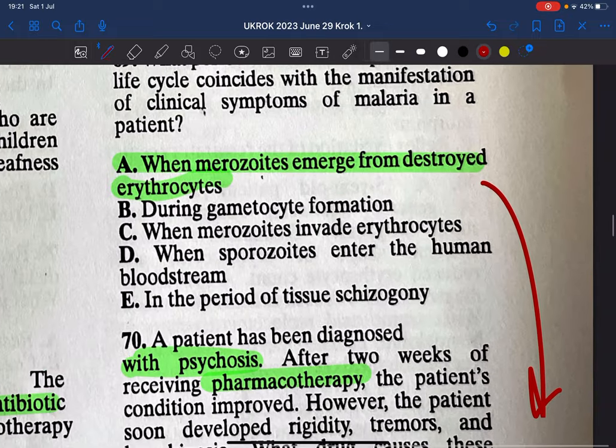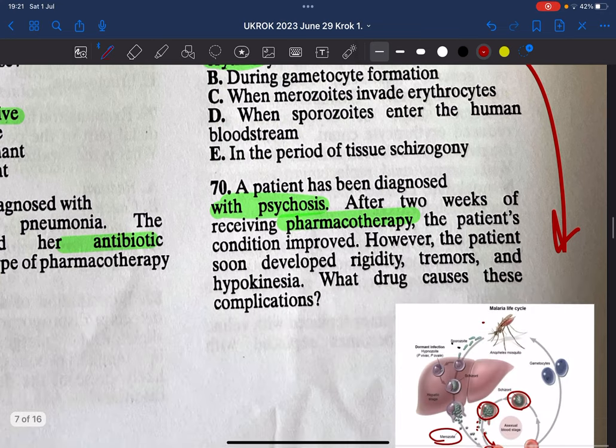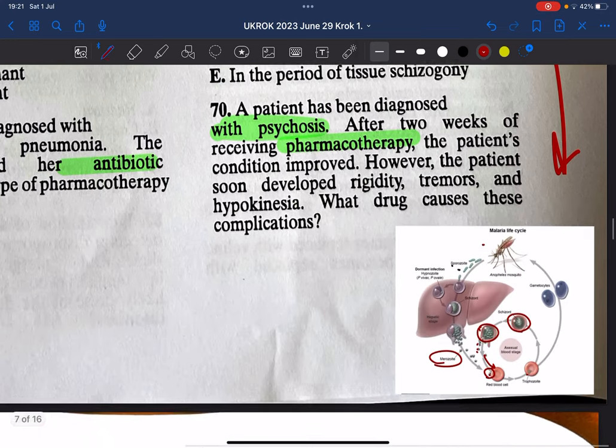And they are asking when in this life cycle we have the clinical symptoms of malaria, which are the fever, mainly the fever every 3 days. I think this answer should be when the merozoites emerge from the destroyed erythrocytes.